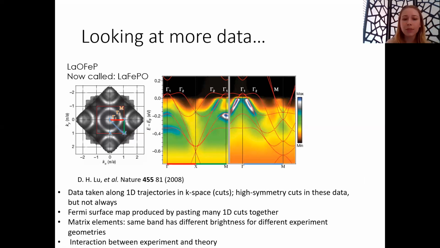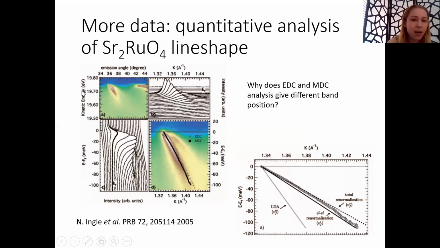And then the next piece of data that I want to cover is in strontium ruthenate. I should probably update this slide because there has been more work done on this. But basically here, what they did was a very detailed quantitative analysis of the energy versus momentum dispersion relation. Let's just focus on this panel over here. The gray dots are the band position that is measured from the momentum distribution curve analysis.